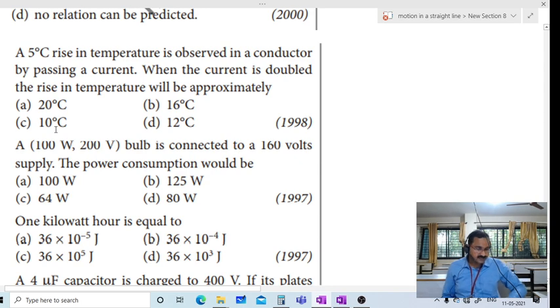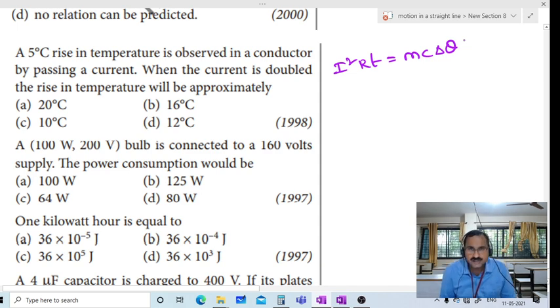Next, a 5 degrees Celsius rise in temperature is observed in a conductor by passing a current. When the current is doubled, what is the rise in the temperature, they are asking. So the power formula we know is I square R. Our heat energy formula is H equals I square RT, that is equal to ms or mc delta theta, or delta T, the temperature difference.